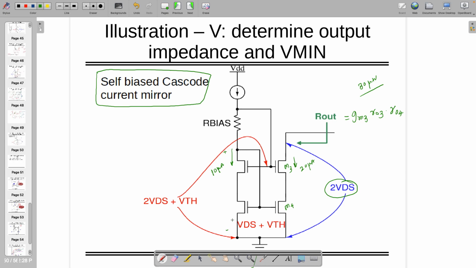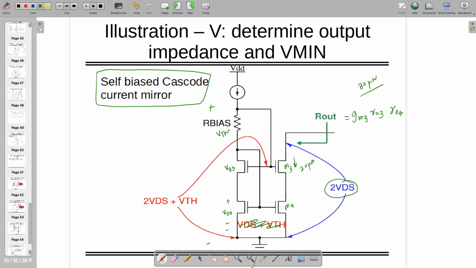So if this is VDS plus VTH, then one of the transistors has to be in depleted mode in that case, right? Or you can distribute the other way around, where you can have the required voltage accordingly. If this is 2 VDS plus VTH, means from this point to this point, you can do this one. Do not consider this one. We can do this one, right?